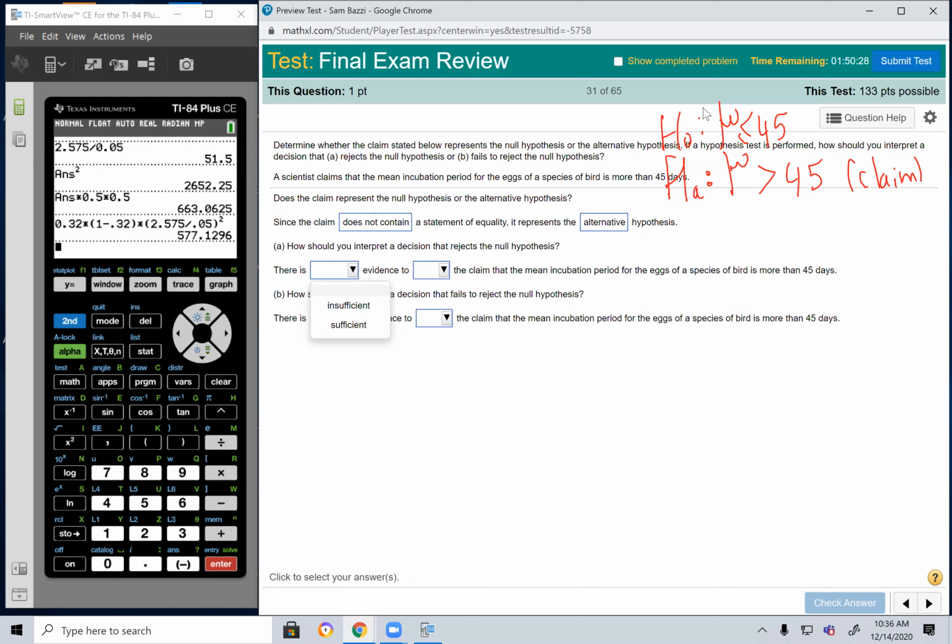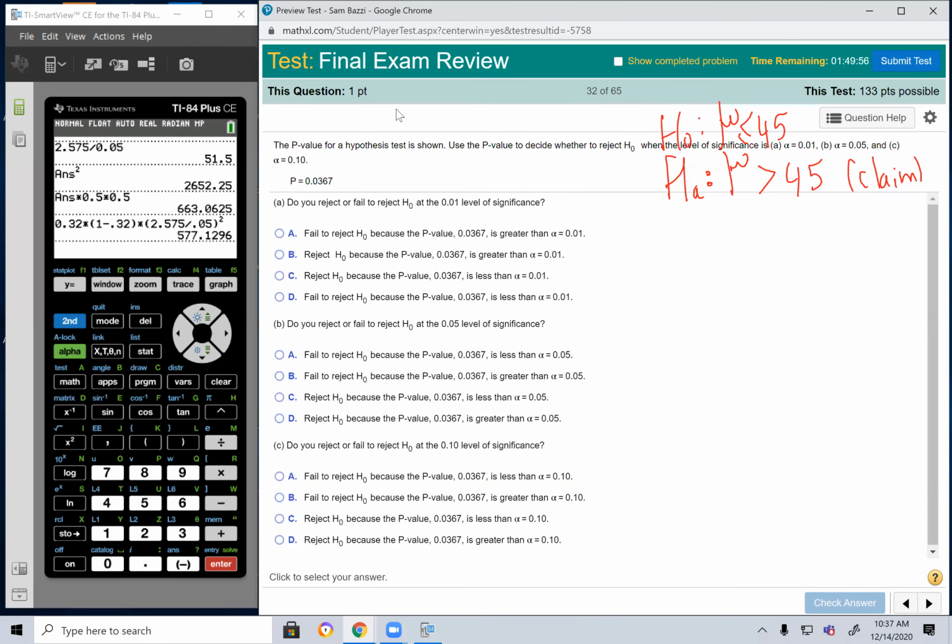Sufficient evidence to support. If the claim is in HA and you reject HO, you support the claim. How should you interpret a decision that failed to reject the null hypothesis? So just change sufficient to what? Not sufficient evidence. You don't use the word reject when the claim is in HA. It's always the word support.